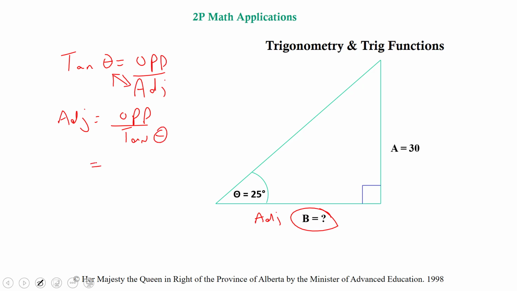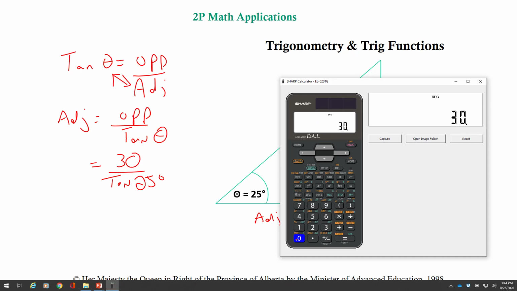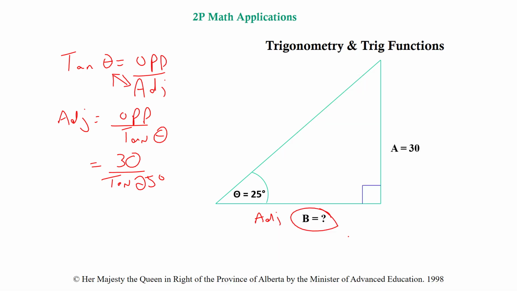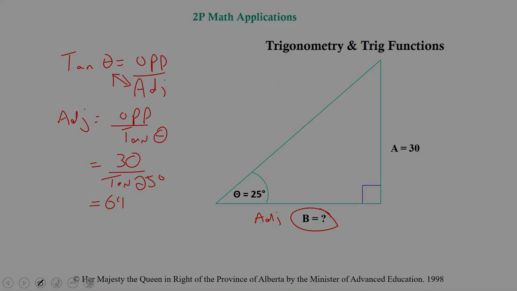The opposite side is 30, divided by tan of 25 degrees. So 30 divided by tan 25 equals 64, roughly. So about 64.